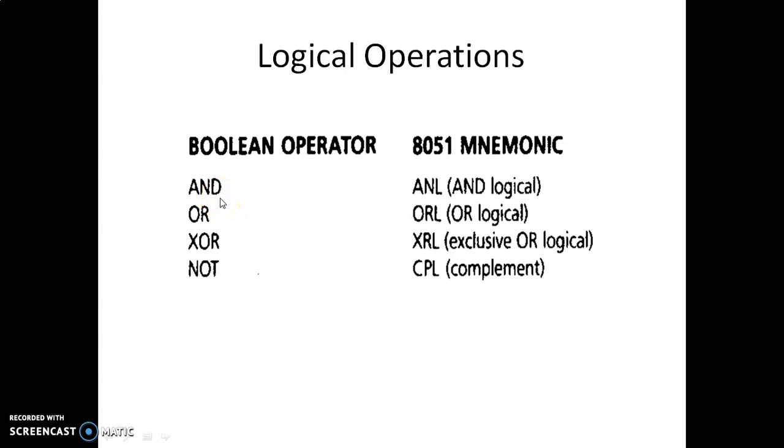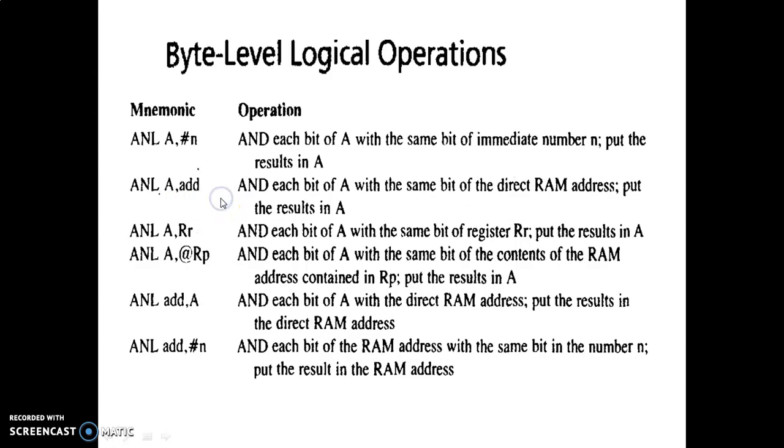Coming to the AND operations, the mnemonic for AND is ANL. If you see the instructions, in total we have six instructions related to ANL. The mnemonic we use as ANL is called the mnemonic or the opcode. And coming to the operands, we have two fields here, the destination field and the source field.